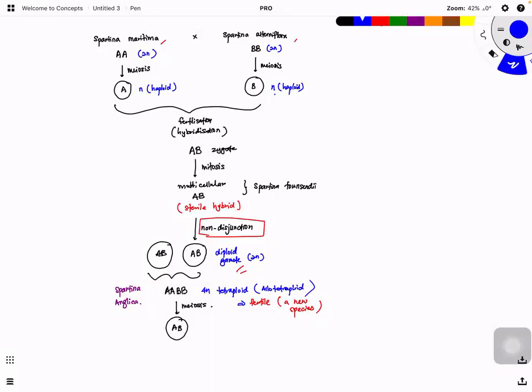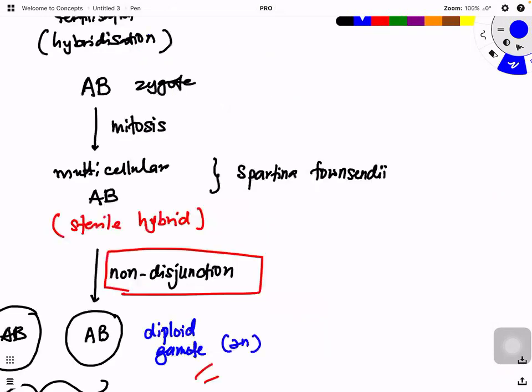This allotetraploid is fertile, which means they can produce offspring now, because during meiosis A and A pair up, B and B pair up. Therefore they form gametes, and these gametes can continue. So you can see that this Spartina anglica continues to survive.